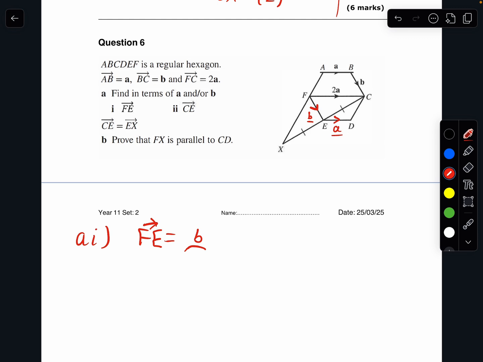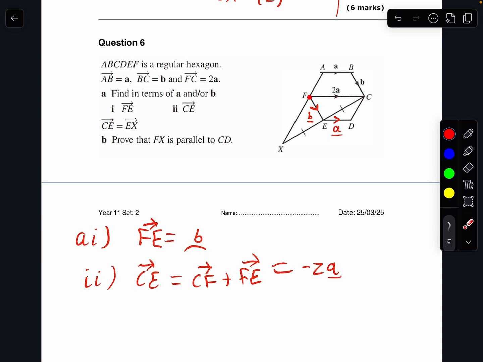Similarly, if I want to find C to E, well, I know that C to E is going to be C to F plus F to E, obviously. My brain is not working this early in the morning. F to E is going to be minus 2a because I'm going against this arrow. So C to E is minus 2a plus b.